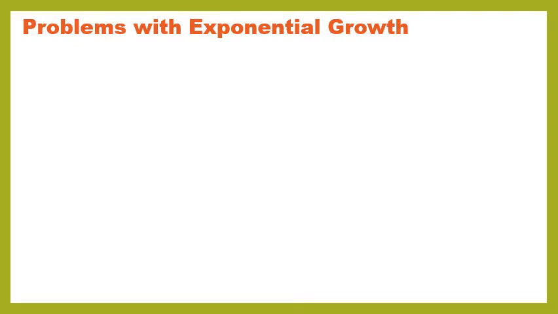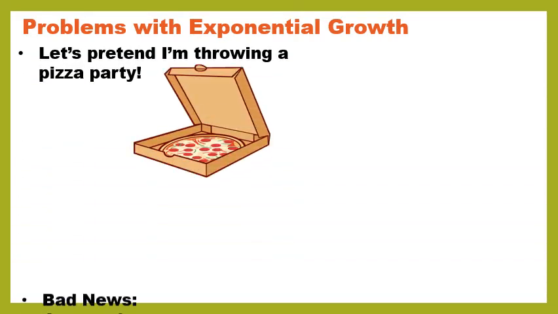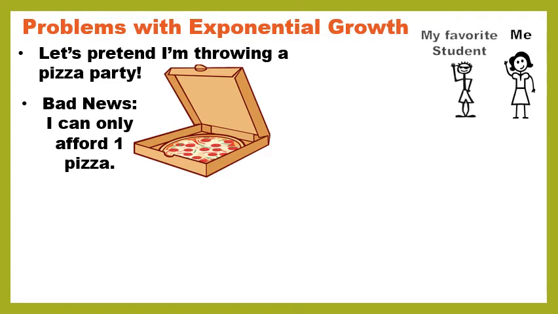If you're feeling a little confused with exponential growth, let's look at it a different way. Let's pretend I'm throwing a pizza party. But there's bad news. I can only afford one pizza. I'm sorry, I'm just a teacher. I only have enough money for one pizza. But that really shouldn't be a problem because at my party, it's just going to be me and my favorite student. I'll tell you who it is, but you have to buy me another pizza for this pizza party.